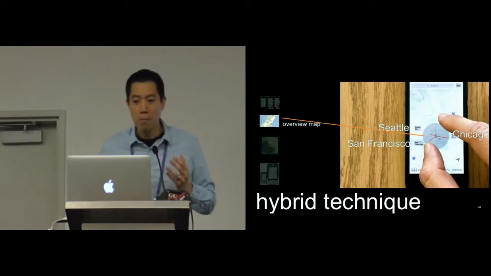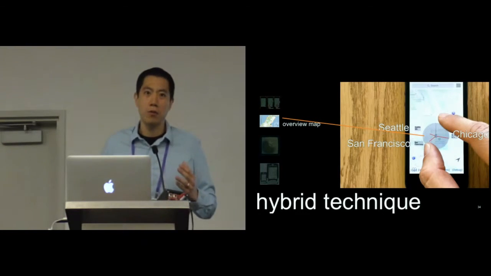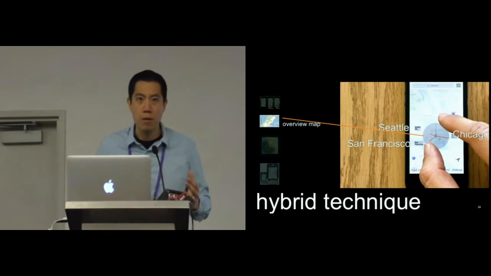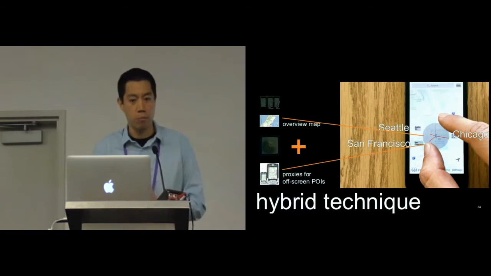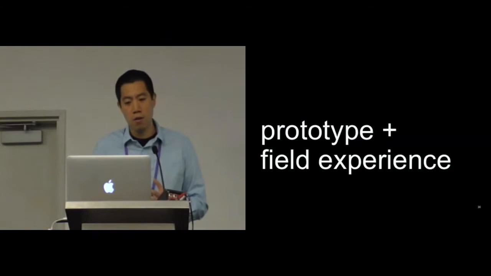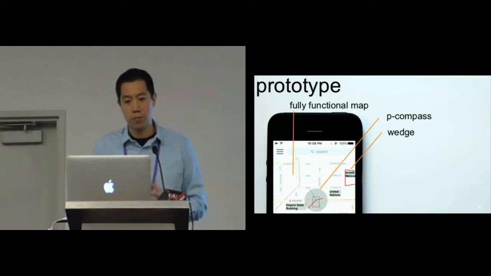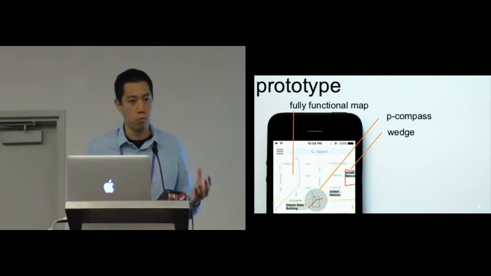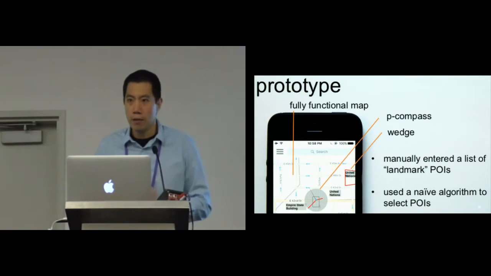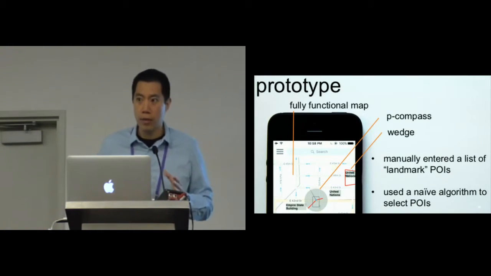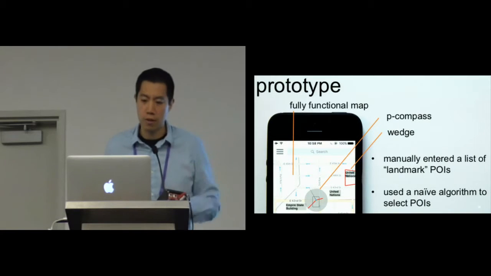We observe that P-compass is a hybrid technique. P-compass is similar to a simplified version of the overview map, but superimposed on the detail map. At the same time, P-compass uses proxy to indicate the important off-screen objects. We prototyped P-compass and the Wedge on a custom map application, which supports standard map interactions such as pan, zoom, rotate, as well as the location search. We manually enter a list of POIs as the location database and apply a simple algorithm to select up to 4 POIs to form a balanced compass. In other words, POIs roughly spread out in all directions.